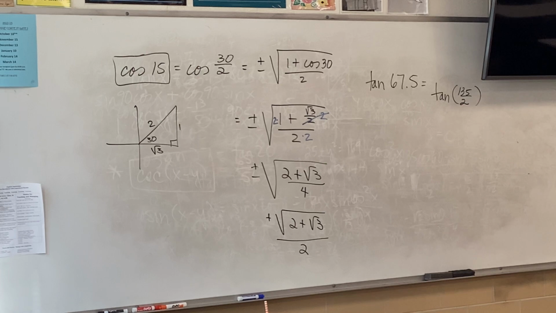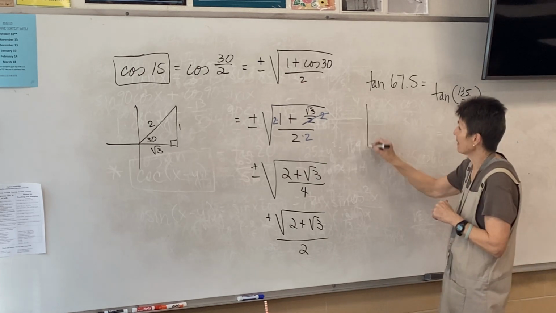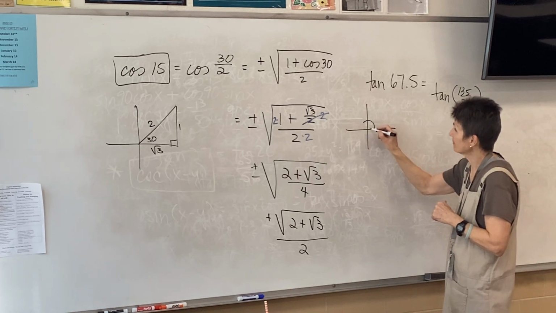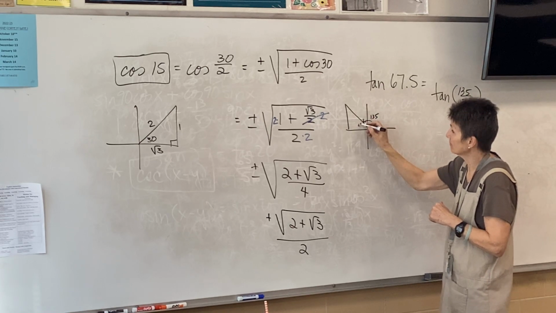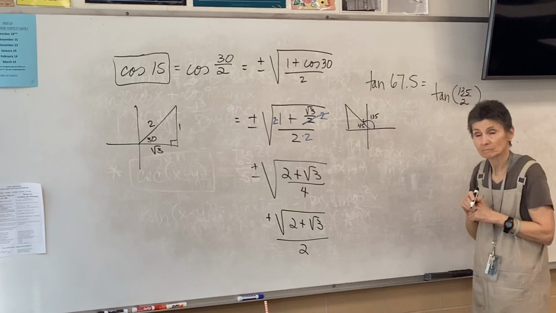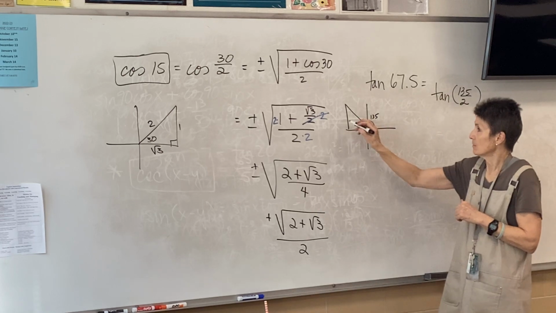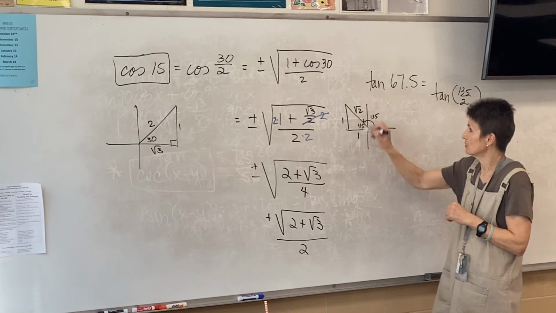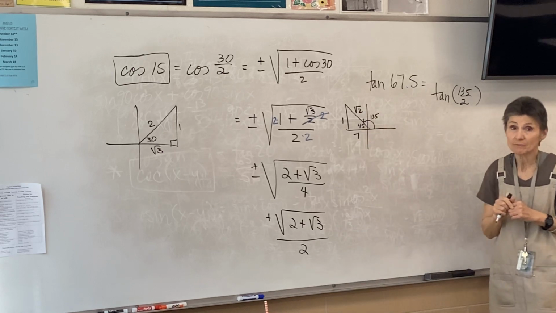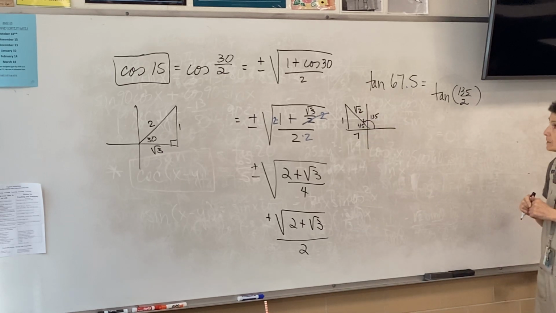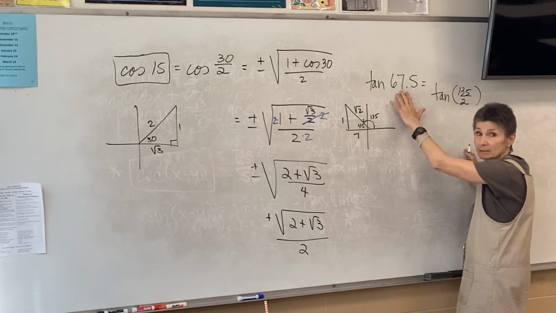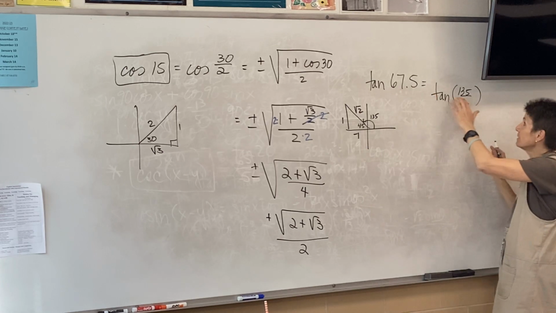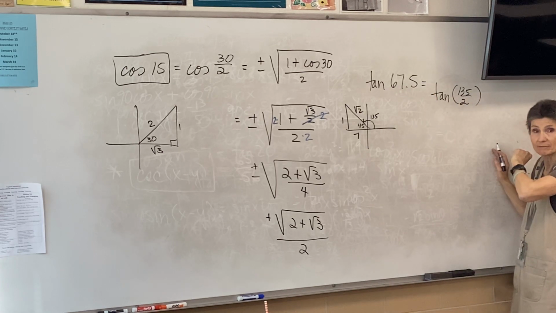Okay, so the angle of my problem is 135. I'm going to go ahead and draw 135. It has a reference angle of 45. So this is 1, this is 1, this is root 2, but this one is negative. So the problem was 67.5. I have to use a half angle identity, so I'm thinking of 67.5 as half of 135.